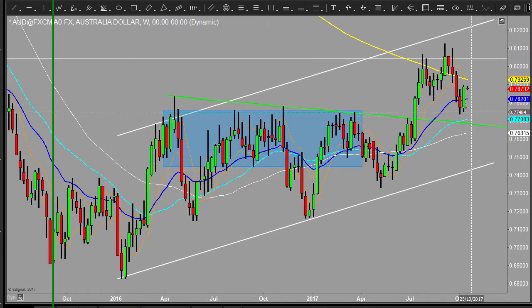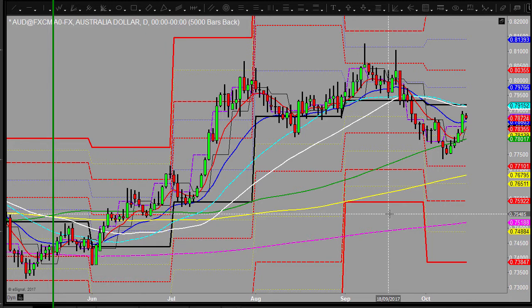Aussie dollar's put a good reversal in last week. It's closed up and it managed a bullish gain here, a bullish pivot swing here, and it looks like we could see some follow through. Of course, as I've already said, there's some quite key data out this week which may help it one way or another.